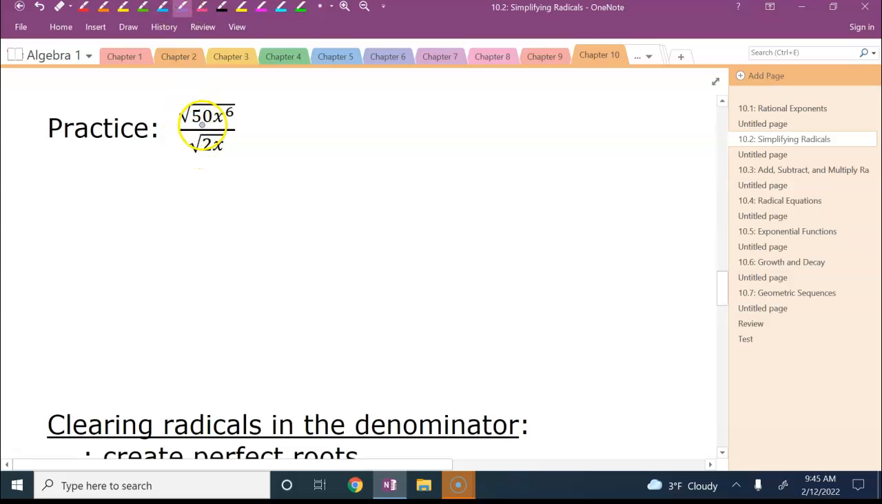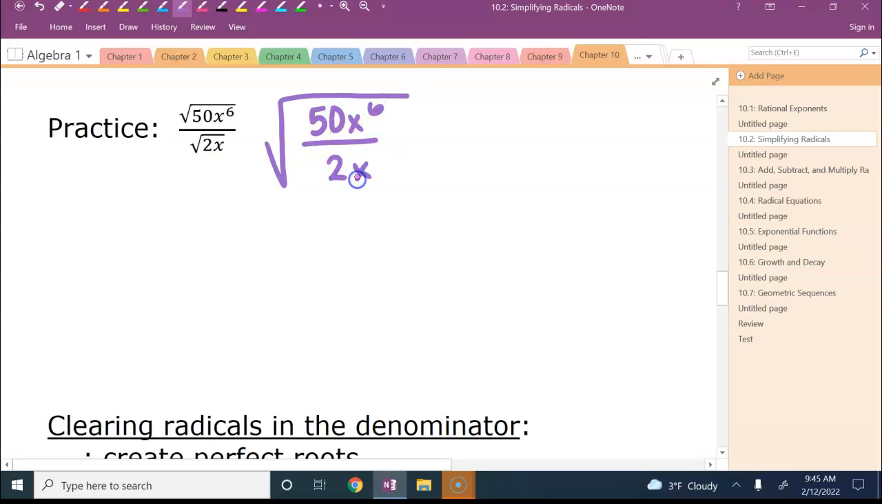So because they're both regular square roots, we can go ahead and combine this as one big problem. So we have 50 x to the 6 over 2x. So 50, I'm going to divide that by 2, would be 25. And then for my x's, the top one has a 6 for the exponent, this bottom one has a 1, so 6 minus 1 would be 5, so that would be 25x to the fifth.